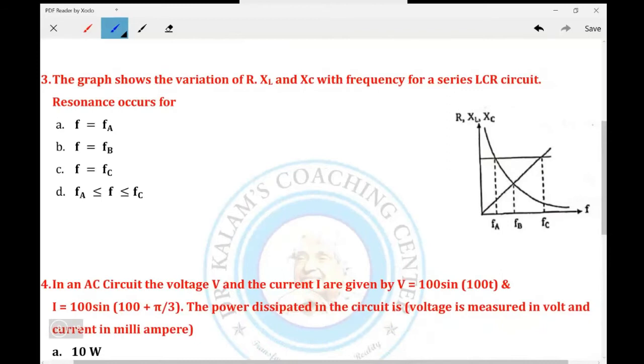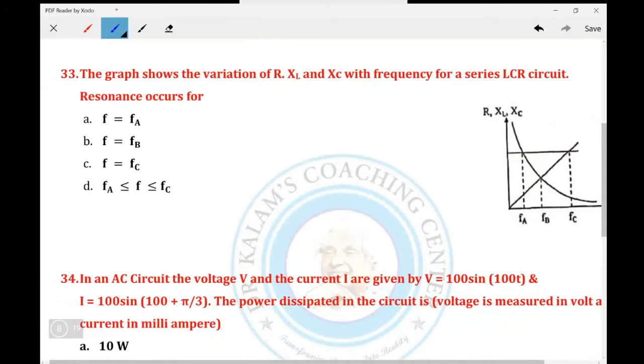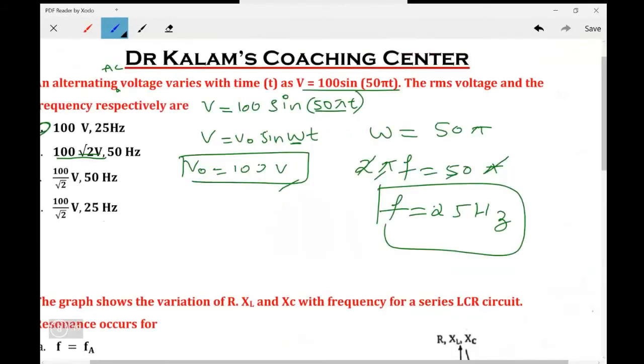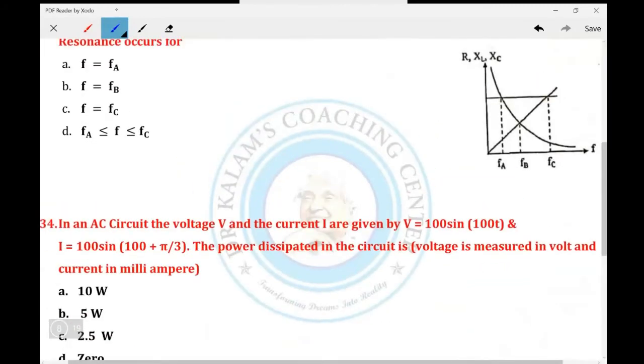For an LCR series circuit, the resonance occurs for... at which point does resonance happen? The resonance happens when XL and XC are equal, at the point where they meet. So where do they meet? They meet at this point. Therefore this is your resonant frequency. Which frequency is that here? B. So when f is equal to fB, the option is B.